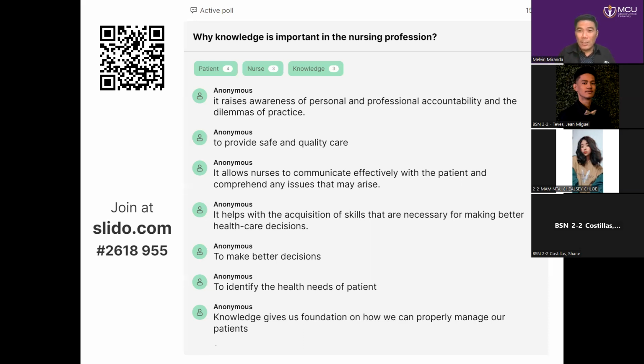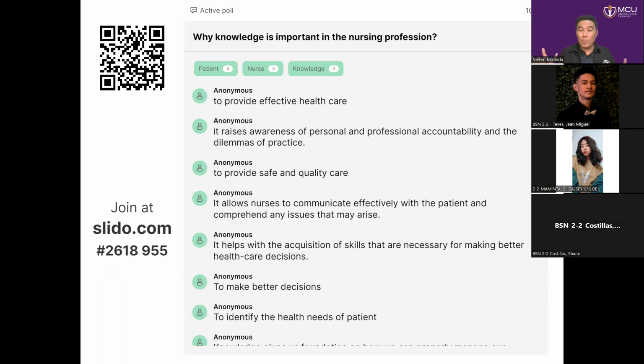So other than the better decisions, we could consider the best decision as well. Because we weigh sometimes for better decisions, we weigh what is best for the patient, and that could lead to the best decisions. It allows nurses to communicate effectively with patients and comprehend any issues that may arise.